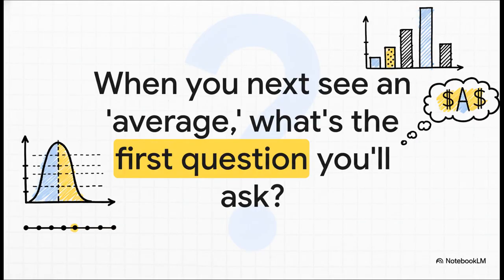The next time you read an article or see a report that mentions an average salary or an average price or an average of anything, what's the first question you're going to ask yourself? Are they talking about the mean or the median? And what story is the data really trying to tell you?